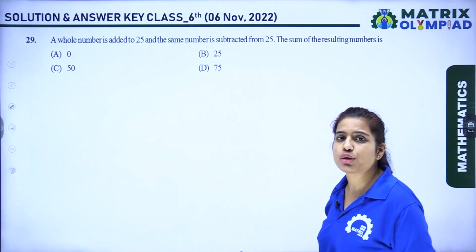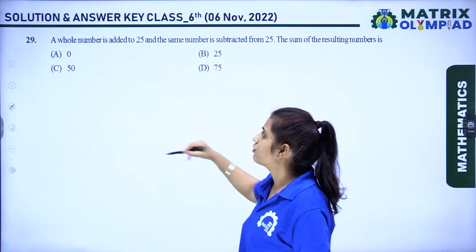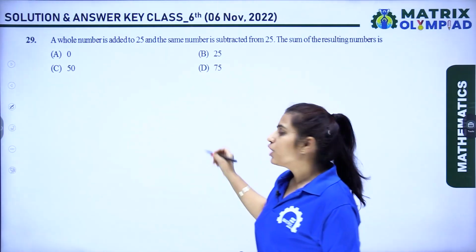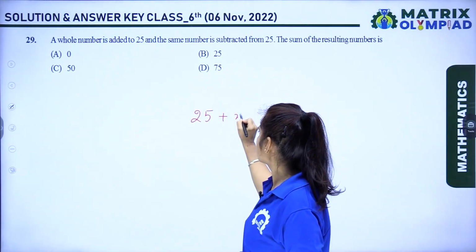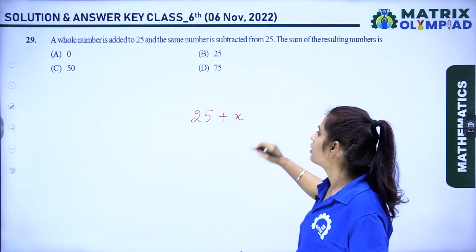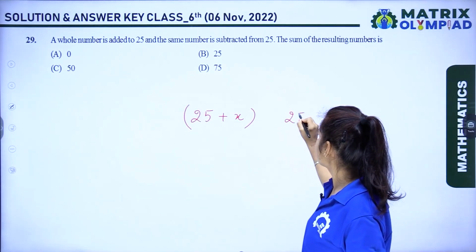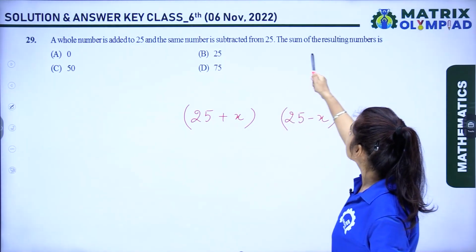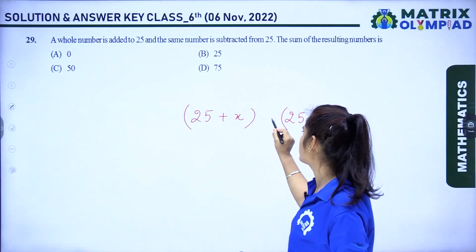Let's solve question number 29. A whole number is added to 25. So we don't know the whole number, so let it be x. So here we are going to add x to the number 25. And the same number is subtracted from 25. And the same number, x, is subtracted from 25. The sum of the resulting numbers is, now we have to do the addition of these both numbers.